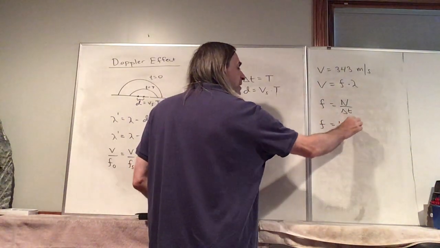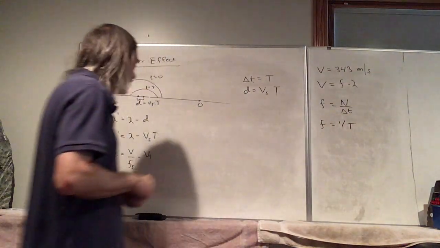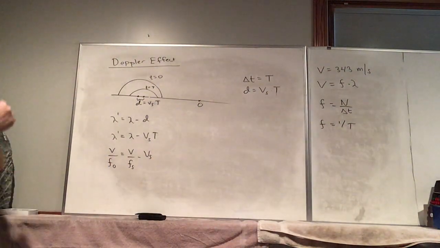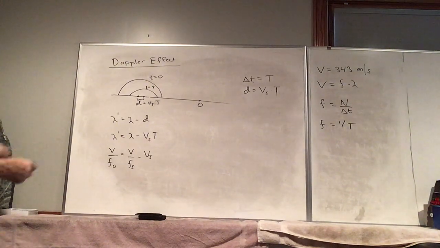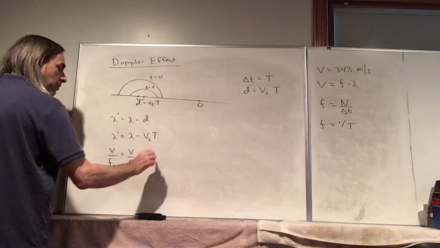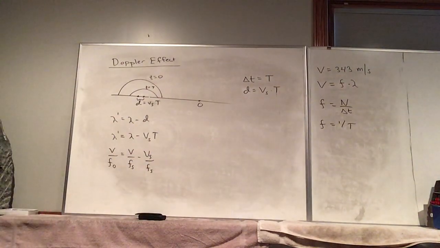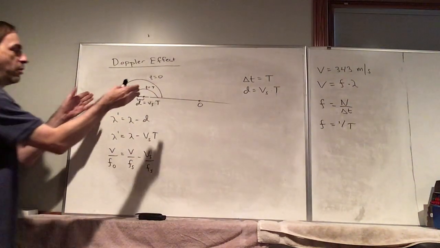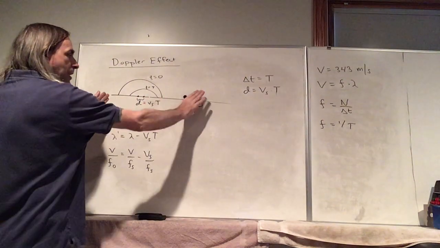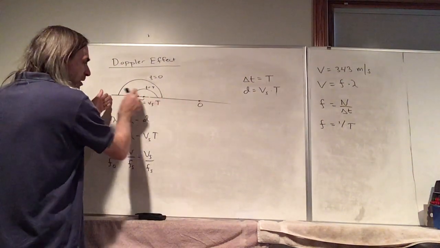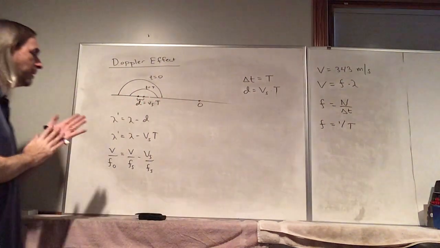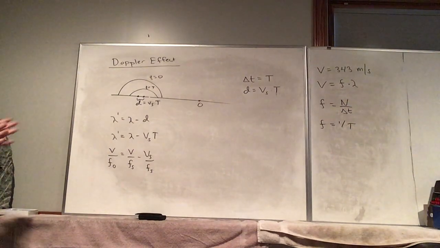And remember, frequency and period are related. Frequency is 1 over the period, or the period is 1 over the frequency. And we want to use the frequency of the source here, because we're looking at it from this perspective. Forget the observer. In one period it moved over that distance, and that's where that d came from.